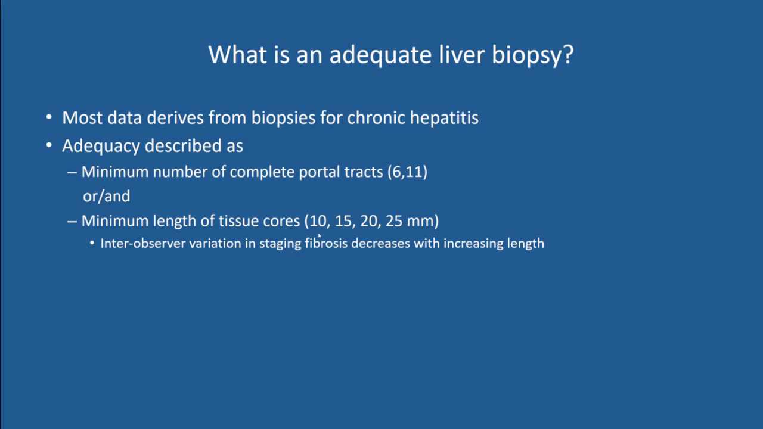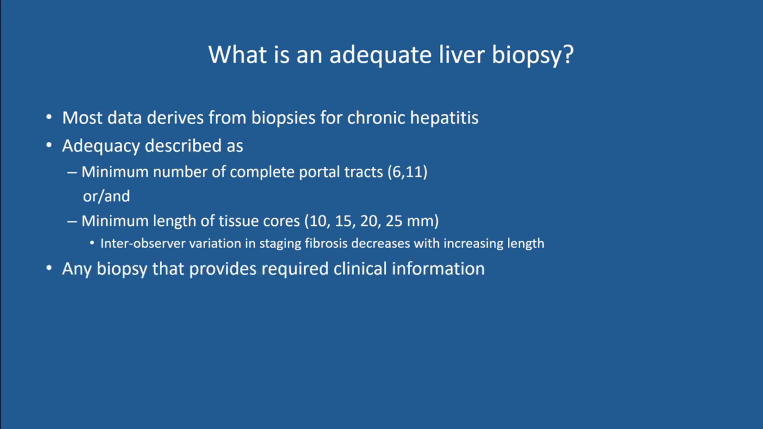And what has been observed is that as the length of the core increases, the inter-observer variation in staging of fibrosis decreases. So the longer the length of the core, the more likely you are to stage it correctly, at least between different observers.